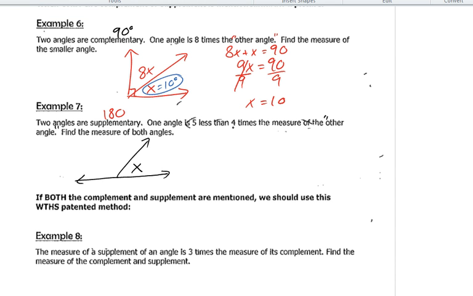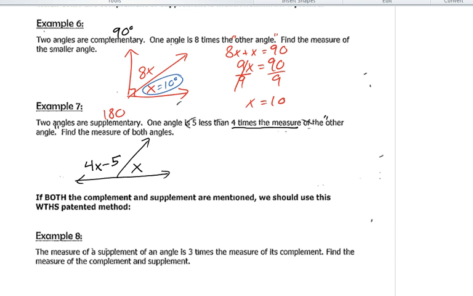So, in other words, we'd say 4 times the measure of the other angle. So, this angle is 4x, but it's subtract 5. It's because it's 5 less than 4 times the small. So it would be 4x minus 5. It wouldn't be 5 minus 4x. That wouldn't make sense. That'd be saying it's 4x less than 5, which obviously doesn't make any sense.